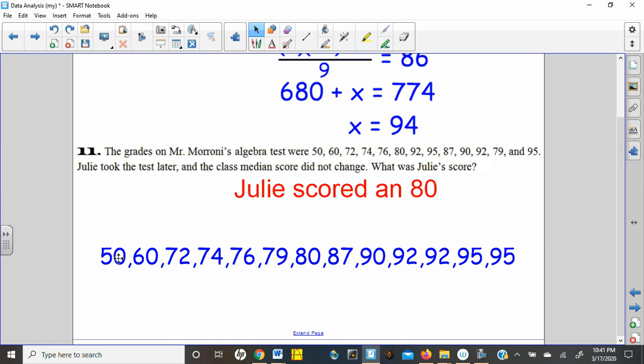So because there were originally 13 test takers, I could take 6 off each edge and find the median was 80. Now think about this. If it didn't change, it has to be an 80, because if it's above or below that, I'm going to have to average the 80 with a number above or below it. So the only possible answer there is 80.